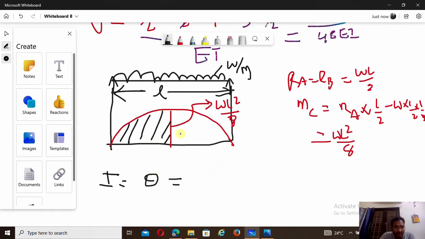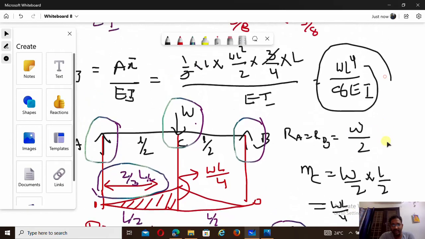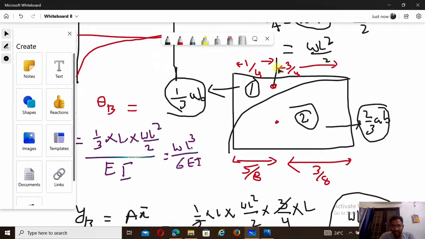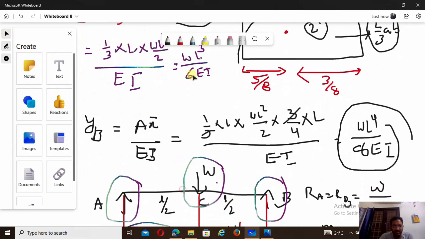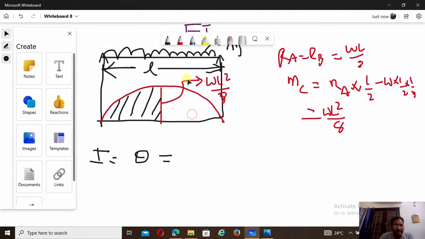So what is the area of the parabola? Now it is a very important criterion. I already discussed it in the cantilever case. So this is the diagram. It is a sagging moment, so a sagging parabola. What is the area? 2/3 of base into height, and the centroid is at 5/8 from one side, and this is A, so 3/8. The same thing we are going to discuss now.